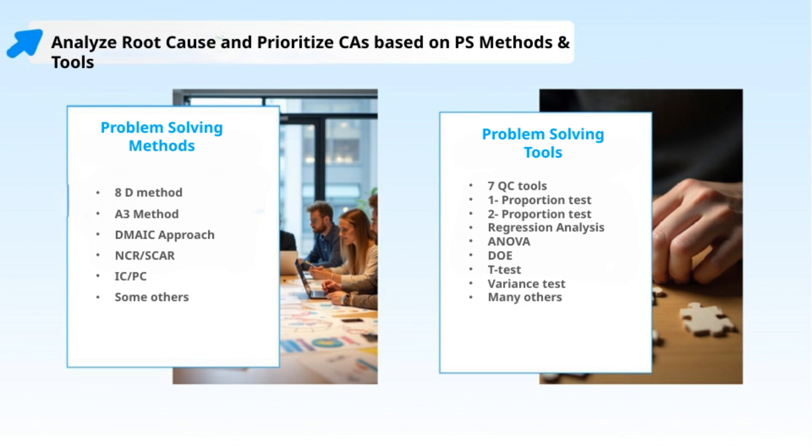Finally, it's crucial to not just have the tools, but to use problem-solving methods to analyze root causes thoroughly. Prioritizing corrective actions based on these analyses ensures that we address the most impactful issues first, leading to continuous improvement across our processes. All these tools and methods are interconnected, helping us focus on root causes and drive sustainable quality enhancements.